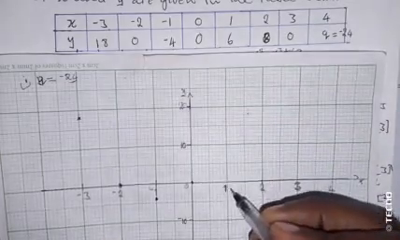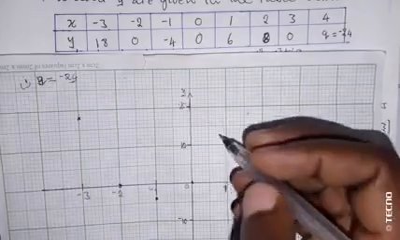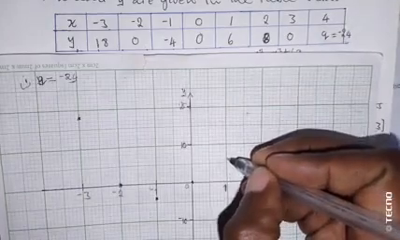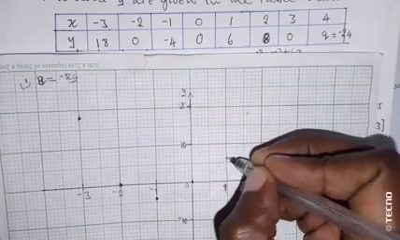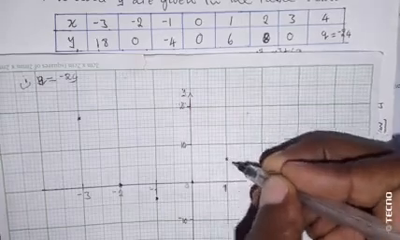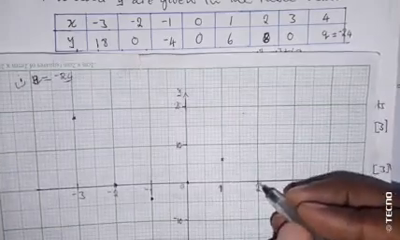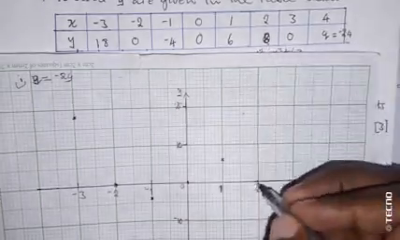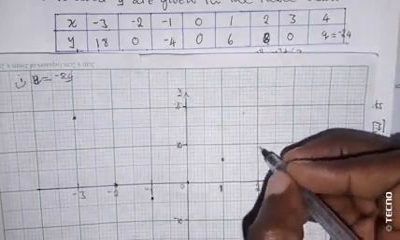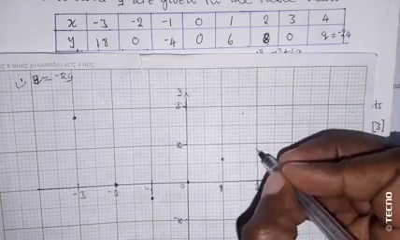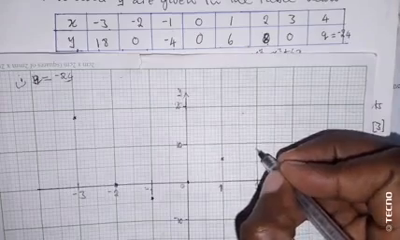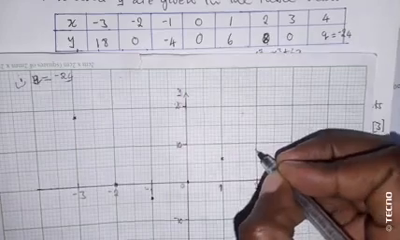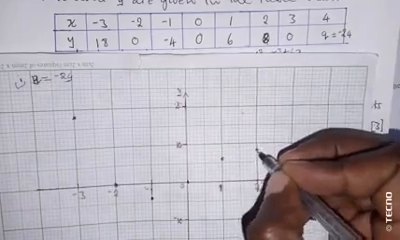Then again we have 1, 6, which is positive. 1 is here, so this is 5. 6 is this point here. Okay, this is 1, 6. Then 2, 8. This here is 8, so it's 2, 8, 6 there. Then our 8 is this side here. Here this is 8. 8 is at this point.